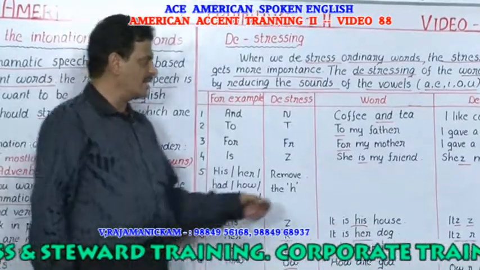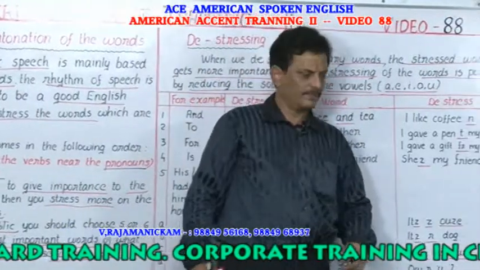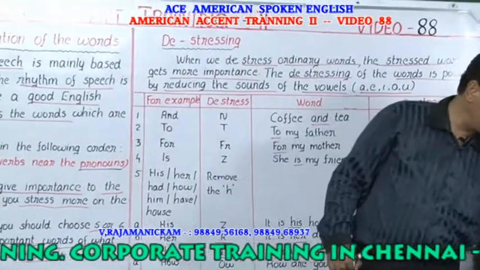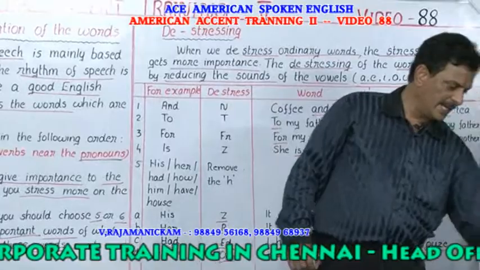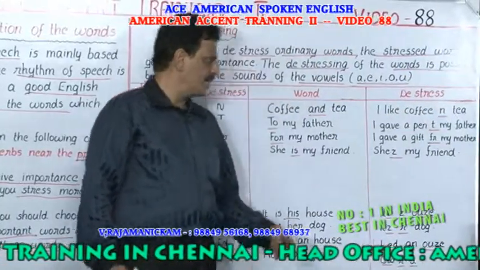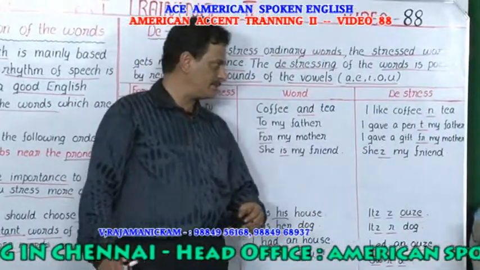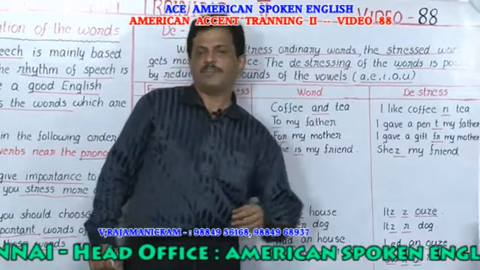Say everybody together: I like coffee and tea. No, your voice is not audible. Everybody together: I like coffee and tea. I gave a pen to my father. I gave a gift for my mother.